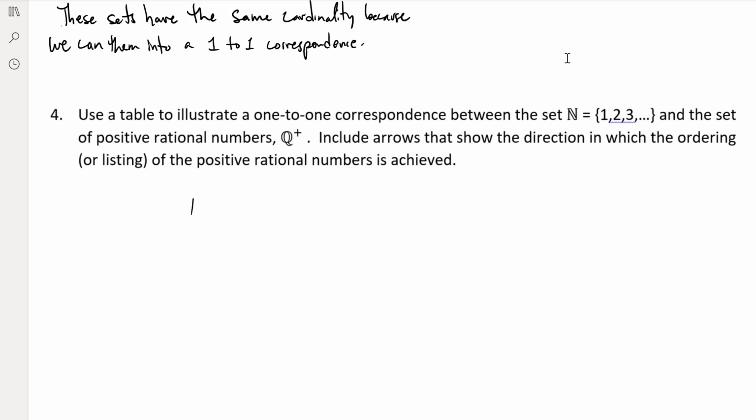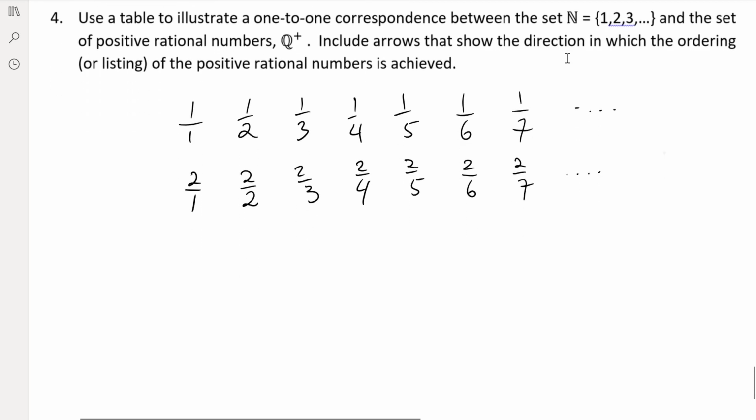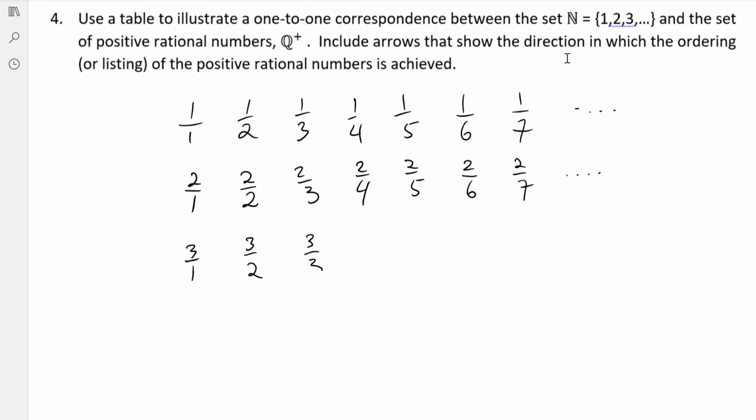So I'm going to start off with a row: 1 over 1, 1 over 2, 1 over 3, 1 over 4, 1 over 7, and that would continue on forever. And then on the next row, I'll write fractions of this form, and I'll say that continues on forever in this infinite table. Another row, 3 over 1, 3 over 2, 3 over 3, 3 over 4. Again, continues on forever.